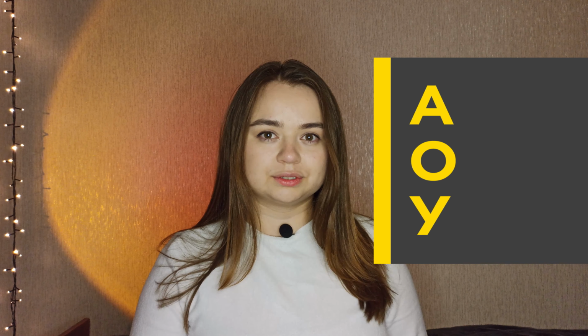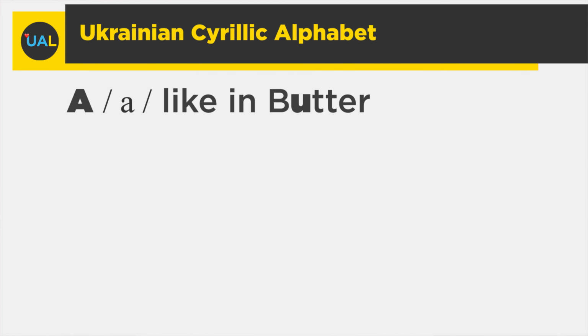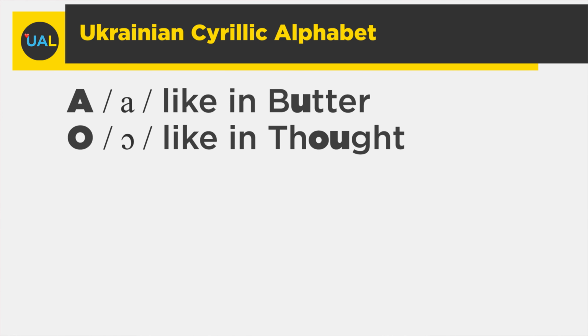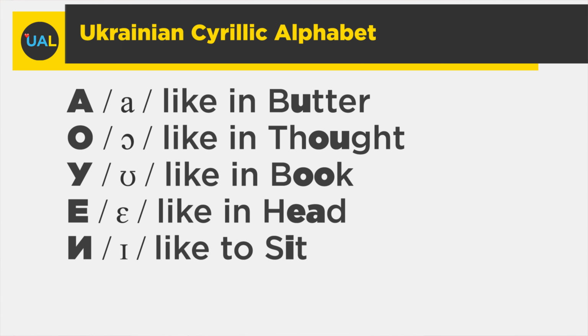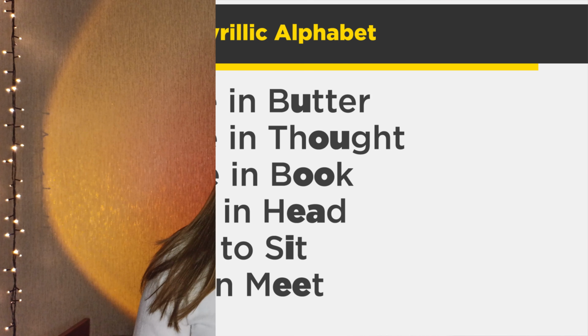They sound as follows: A, O, U, E, I, and E. So, as you can hear, Ukrainian and English vowels sound quite similar. Letter A creates a similar sound like in the word butter, O like in thought, U like in book, E like in head, I like in sit, E like in meat.